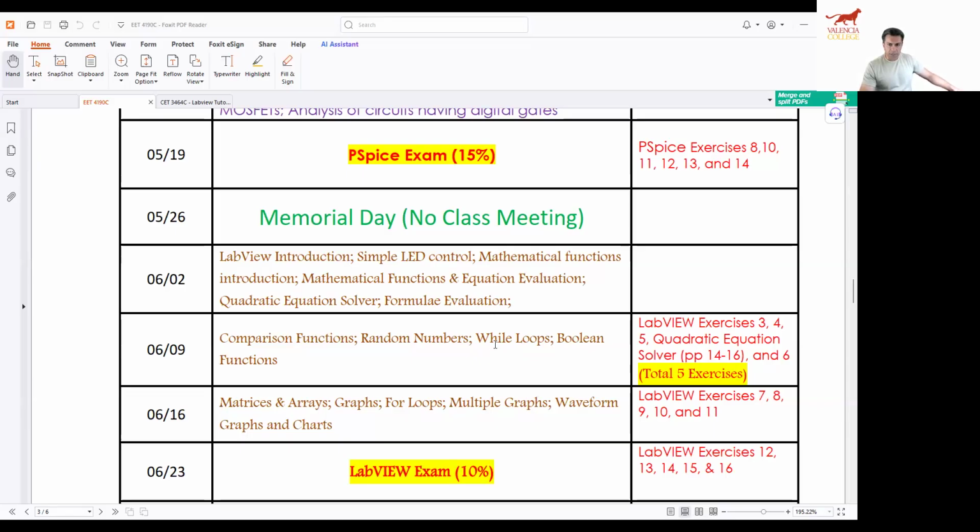And today we are going to discuss the while loop and how we use the while loop in conjunction with comparison functions and Boolean functions. And the other thing that we are going to look at is random number generation, how you generate random numbers in LabVIEW. There are multiple blocks available that generate random numbers. So we are going to look at those blocks. So that's the plan for today.